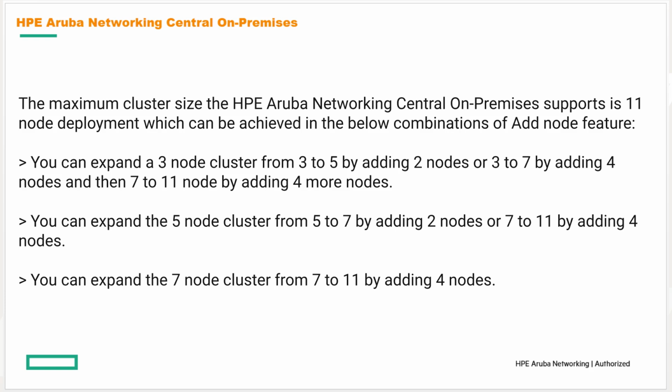The maximum cluster size HP Aruba Networking Central on-premises supports is an 11-node deployment, which can be achieved in the below combinations of the Add Node feature. You can expand a 3-node cluster from 3 to 5 by adding 2 nodes, or 3 to 7 by adding 4 nodes, and then 7 to 11 nodes by adding 4 more nodes.